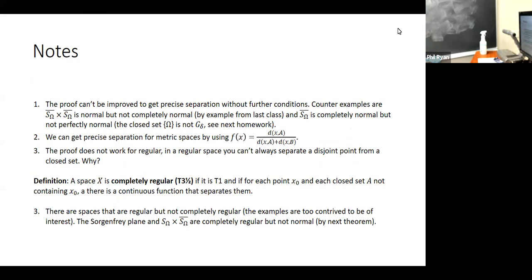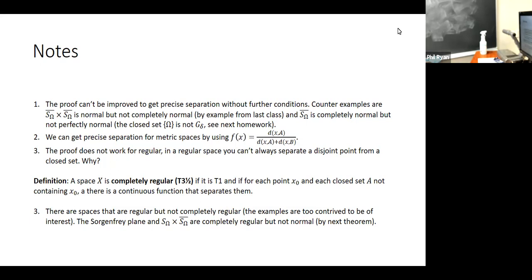So a space is completely regular, called T3.5, because that's between regular and normal, if it's T1, and you can get a continuous function to separate a point from a closed set that doesn't contain that point. And so it really is T3.5, because there are spaces that are regular but not completely regular. I'll show you an example of one, but it's so contrived I don't want to go into the full details of it.